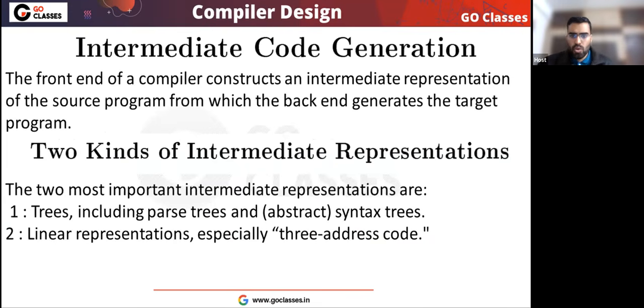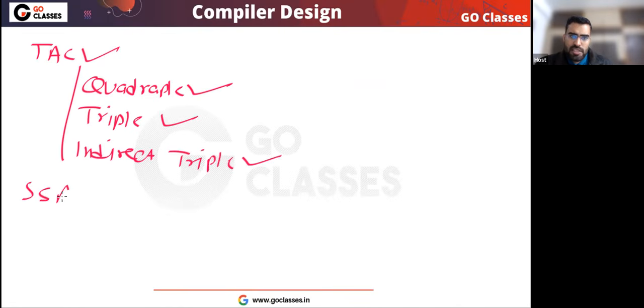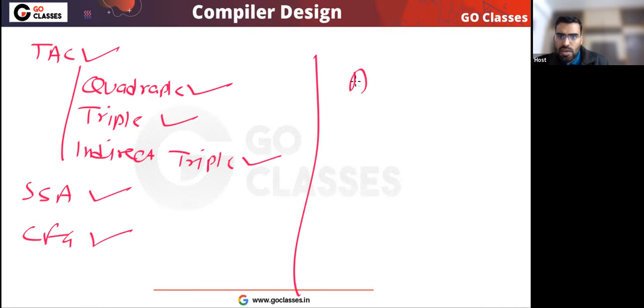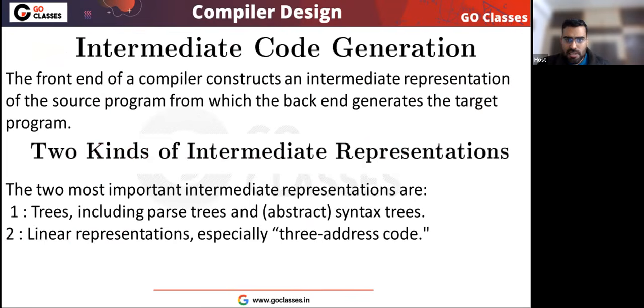Now, what we have seen so far, in the last three lectures, we have seen three address code, quadruple, triple, indirect triple. We have also seen static single assignment and control flow graph. What we have to see? We have to see abstract syntax tree, and what is a DAG. So these two we have to see. Let's start with the abstract syntax tree. First we will study abstract syntax tree.